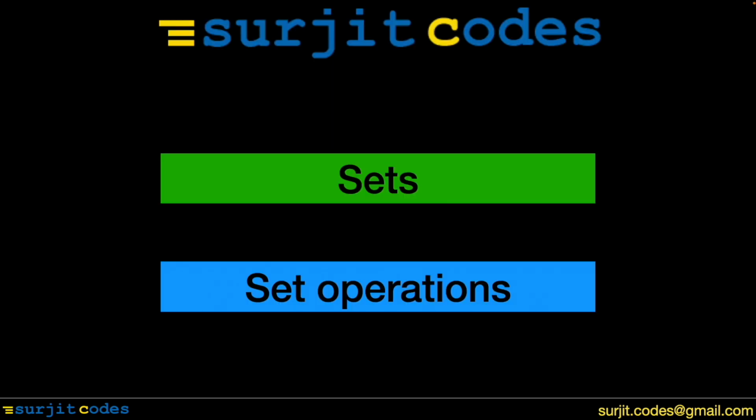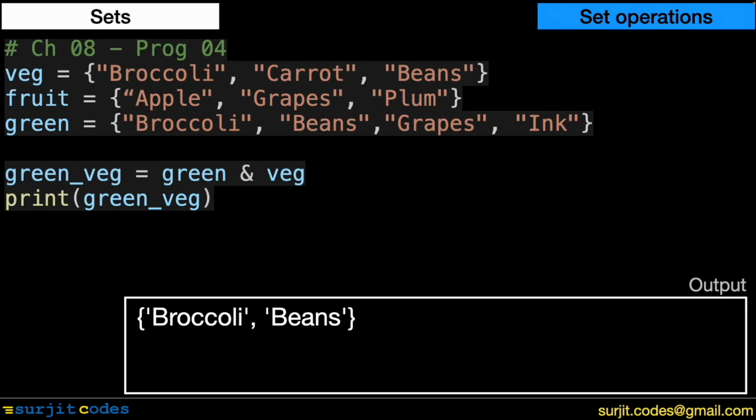We can perform certain operations on sets to get another set. For this, consider three sets. One of the operations between two sets is the AND operation. This is also called the intersection of two sets. We perform the AND operation between the sets green and veg and save the result in a new set that we call the green veg.